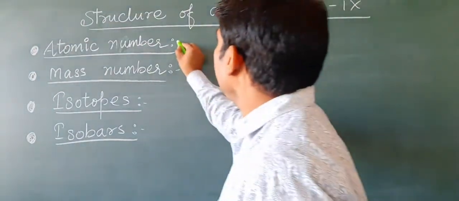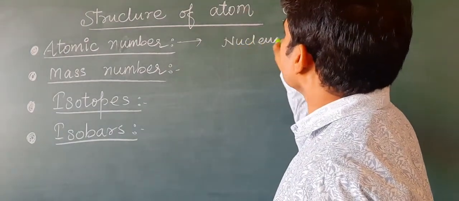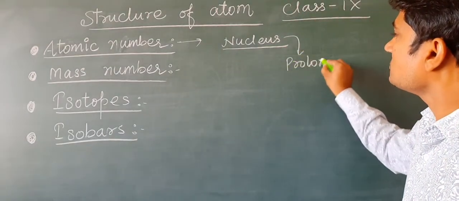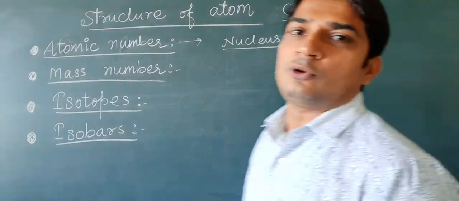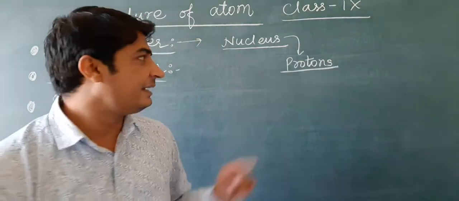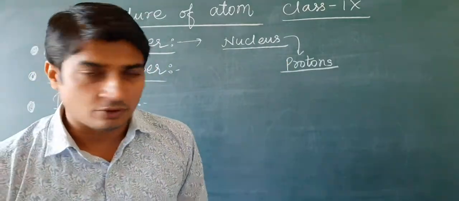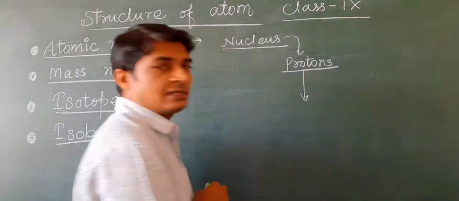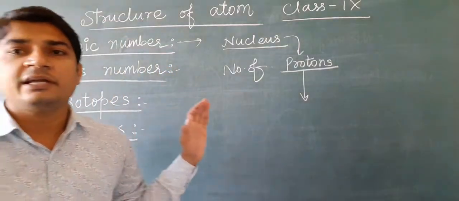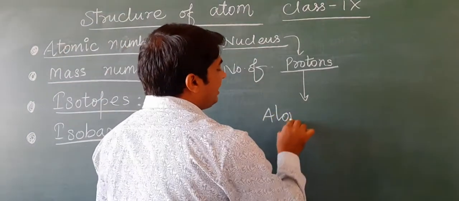What is atomic number? We have already studied that the nucleus is positively charged. Why is the nucleus positively charged? Due to the presence of protons. This number of protons in the nucleus of an atom of a particular element is fixed. Okay, it is a unique number for every atom. The number of protons present in the nucleus of any atom is known as its atomic number.